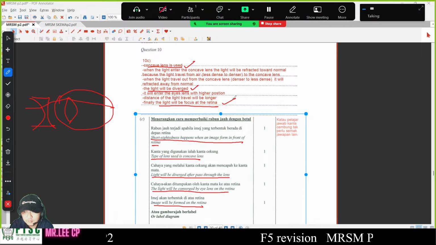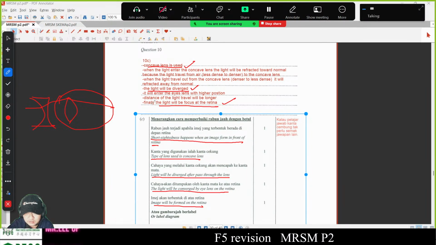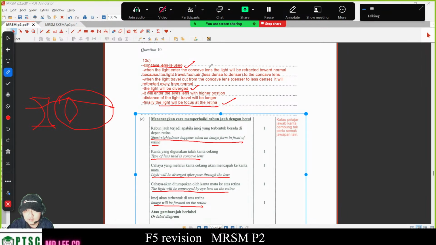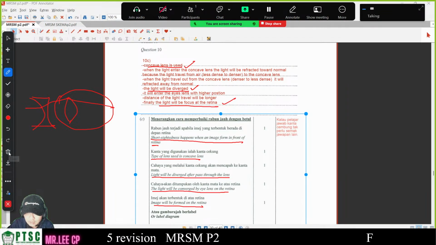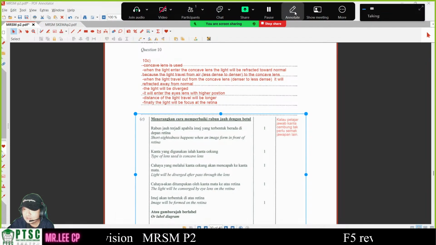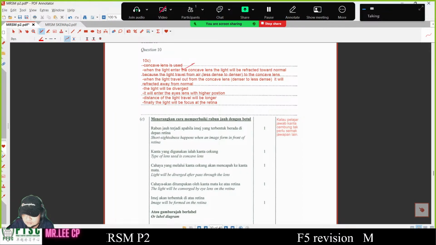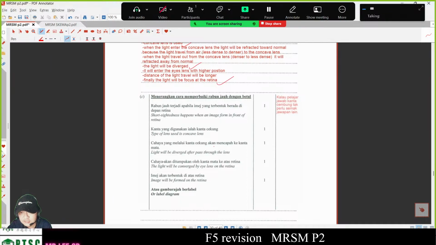So maybe I will just get 2 to 3 marks. Normally it is 3 marks. I didn't say image. The light will be focused at the retina. I should write the image will be formed at the retina. These two I must have. This one I don't have. I told you, for this kind of question, if you can get 2 marks, then be happy already. So here 1 mark, here 1 mark, and then here 1 mark. Okay, this is the answer.